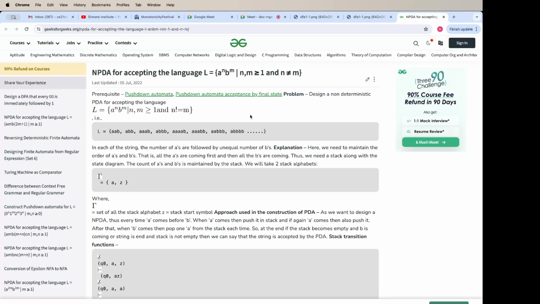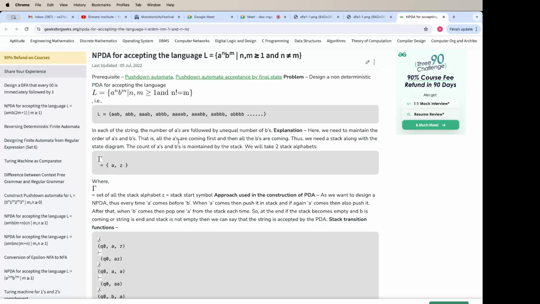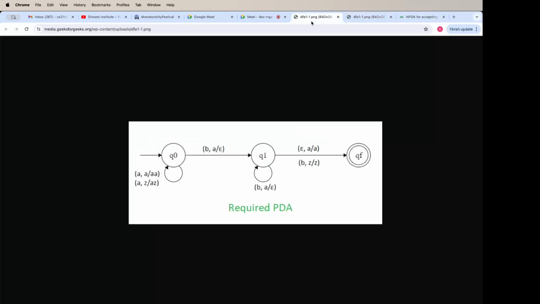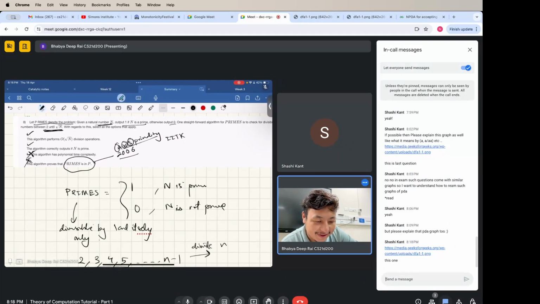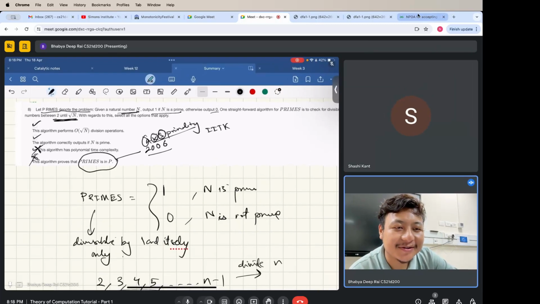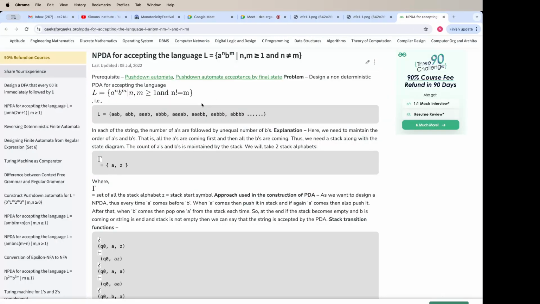n, m greater than or equal to 1 and n factorial is equal to m. Okay, it's not n factorial equals m. That's what I was thinking, that this n factorial is a very difficult problem; it should be recursively enumerable. It's not n factorial equal to m, it's n is not equal to m. So the question is a to the n, b to the m, and n is not equal to m. This is what they are asking, right?